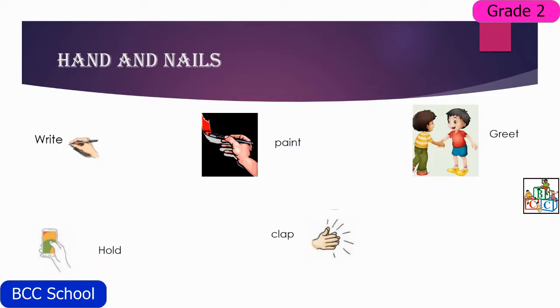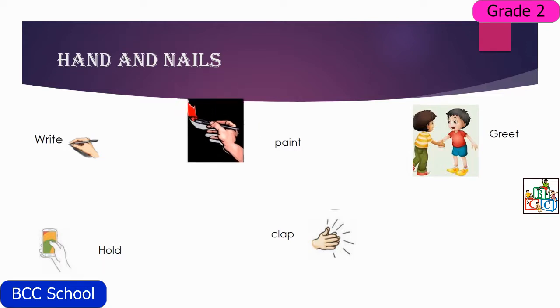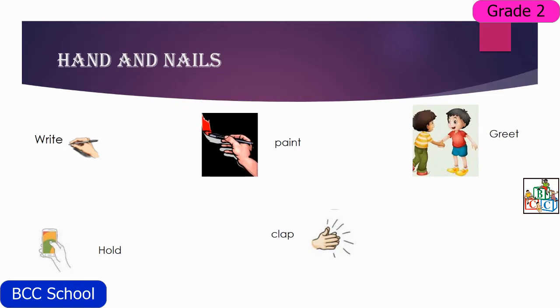W-R-I-T-E, write. One more time, W-R-I-T-E, write. So we can write with our hand. Now we can also paint. Yes or no? Do you know how to paint? No. Oh yes. Okay. So we use our hand to paint. We can also write, we can also paint.